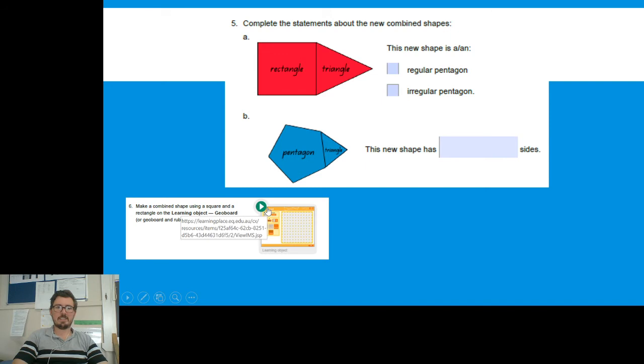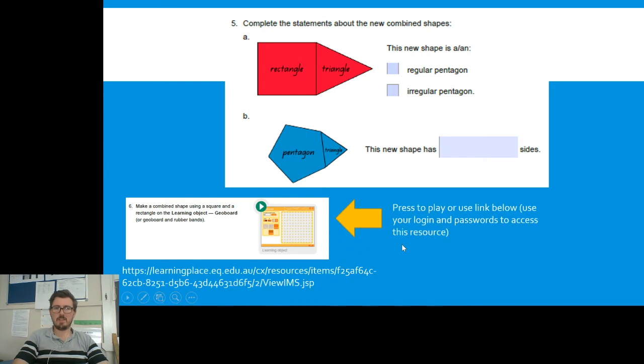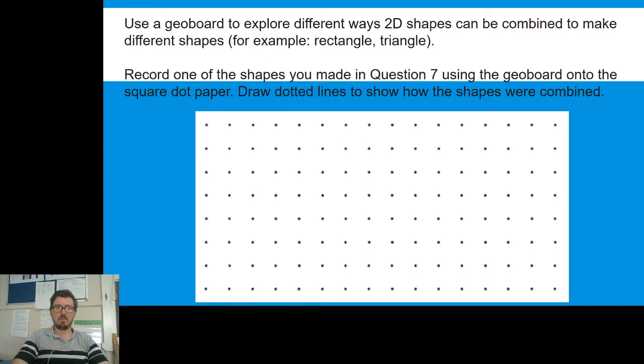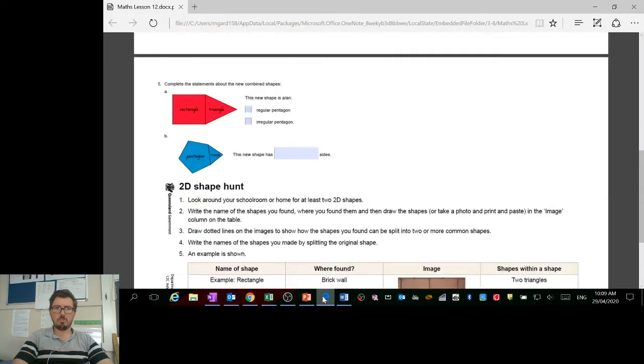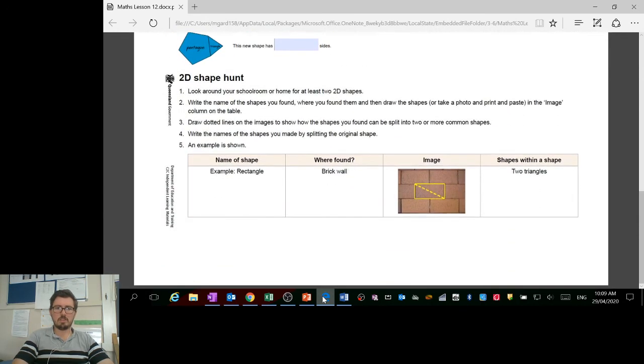Now, if you have access to the learning place, which is on the OneNote, you can use the Geoboard. Otherwise, you can just progress with the video. So, this will be, I believe, on your, just let me check. It should be, no, it's not in here.